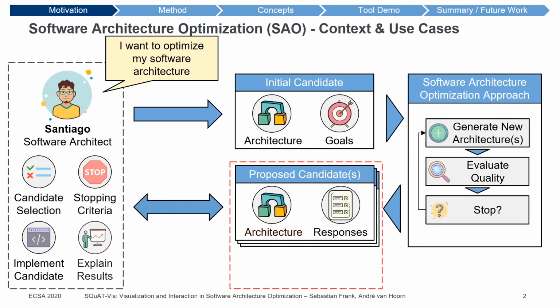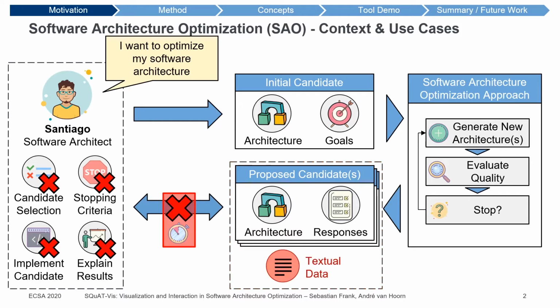And finally, the result itself is often not enough. Santiago must have trust in the solution and probably wants to get new insights. For example, he wants to know which changes had which effects, and which goals are in conflict with each other. The problem is that software architecture optimization approaches do not care much about how to present the results to architects like Santiago, making his tasks time-consuming or even practically infeasible.